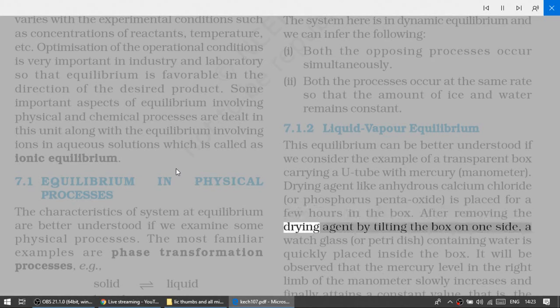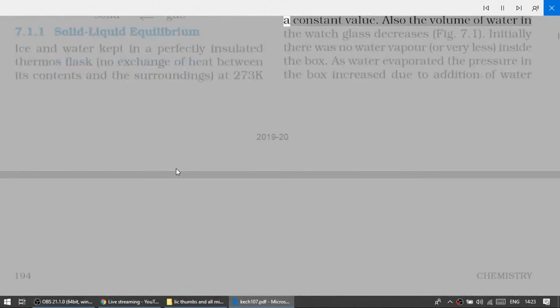After removing the drying agent by tilting the box on one side, a watch glass, or petri dish, containing water is quickly placed inside the box. It will be observed that the mercury level in the right limb of the manometer slowly increases and finally attains a constant value, that is, the pressure inside the box increases and reaches a constant value. Also the volume of water in the watch glass decreases.